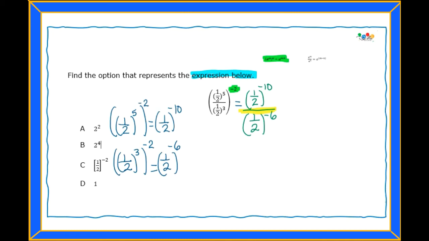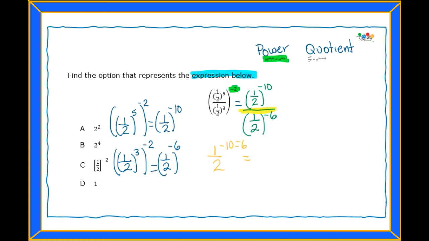Let's put some labels so that we don't get confused over here, right? So the first one was the power to a power rule, and the second one is my quotient. Very good. In the quotient rule, it says that I'm supposed to subtract. So my bases are still 1/2. So I'm going to write down my 1/2. And I am going to subtract the exponents, which is negative 10 minus negative 6.